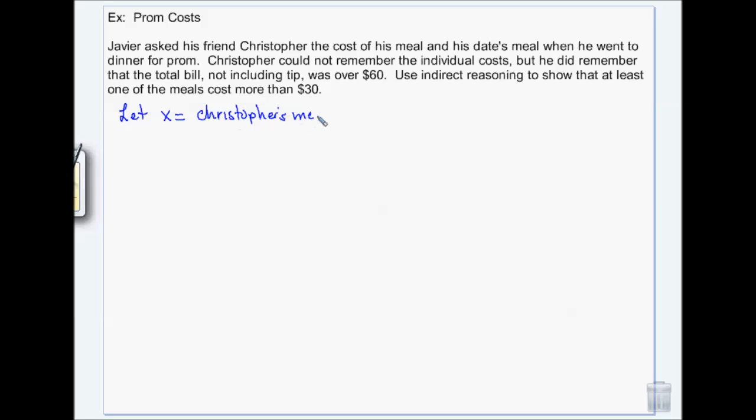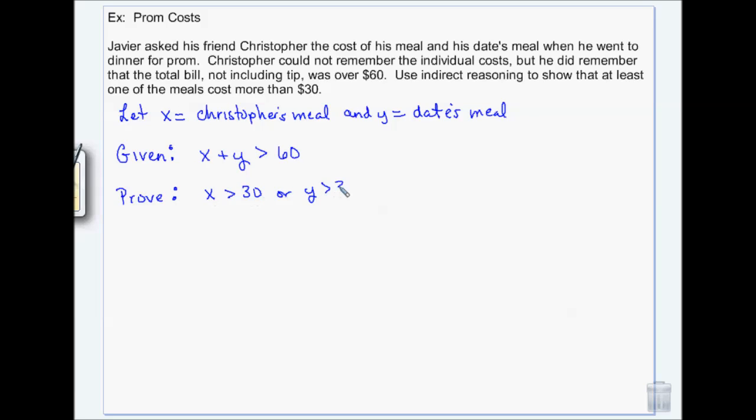Or rather, Christopher's meal. And y equals his date. So what we've been told, what we're given, is that when they both ate, it was more than $60. And we want to use indirect reasoning to show that at least one of the meals was more than $30. So I'm going to try to prove that x is greater than 30 or y is greater than 30.